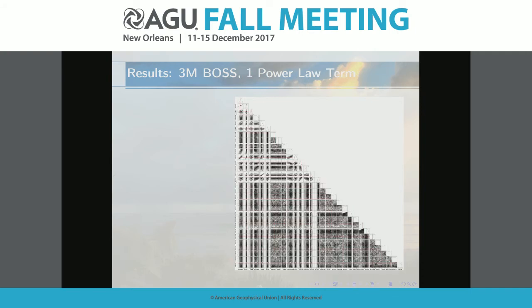This is for the three-moment BOS, so there's a lot more parameters. The one thing I'm going to note here, which is kind of interesting and deserves further thought, is that all these parameters up here in this upper left quadrant are sort of evaporation and fall speed parameters. And on the lower right quadrant, they're coalescence and breakup. So we're noticing that certain parameters are getting constrained more than others. Certain processes are getting constrained more than others by our observations. Suggests maybe we need to work on ideal observations to constrain this.